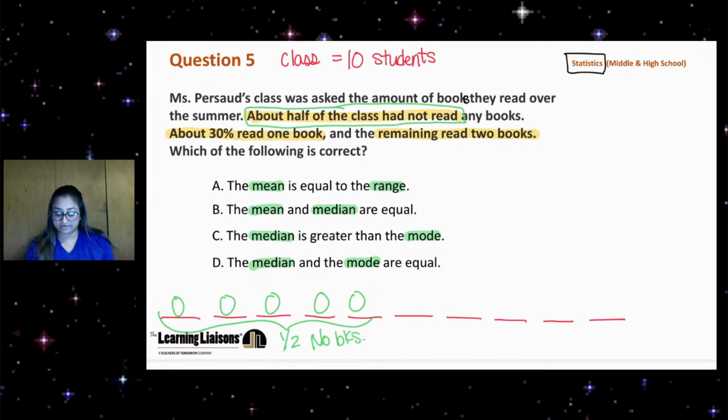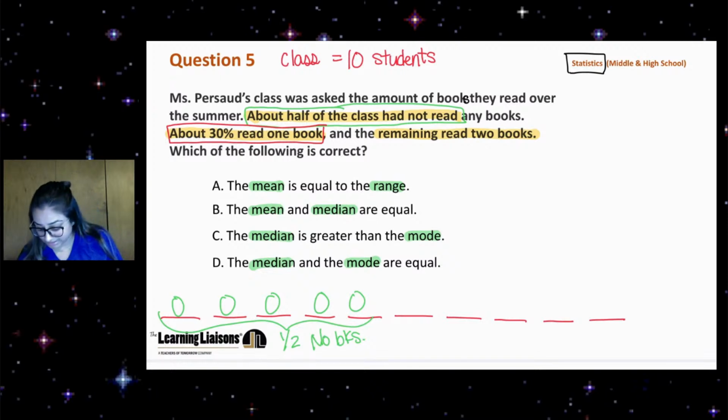So those are my 5 students, about 5, that hadn't read any books. Now I'm looking at my about 30. Well, it's about 30, so let's just say 30% for the sake of it. 30% of what? It's not 30% of 10. We don't know that we have 10 students in our class. So we're doing 30% of the remaining amount of students.